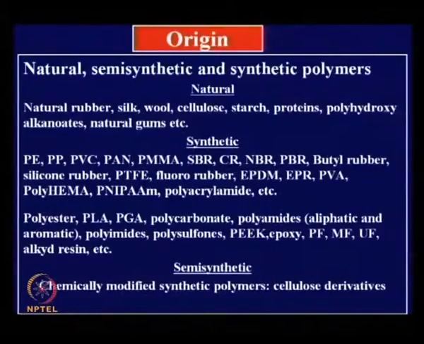Alkyd resin is a polymer, again a polyester. Alkyd resin is a polyester made from phthalic anhydride and glycerol.